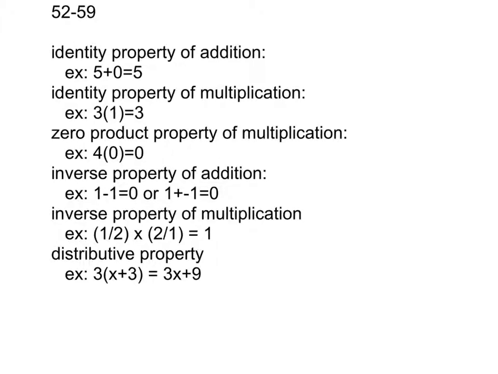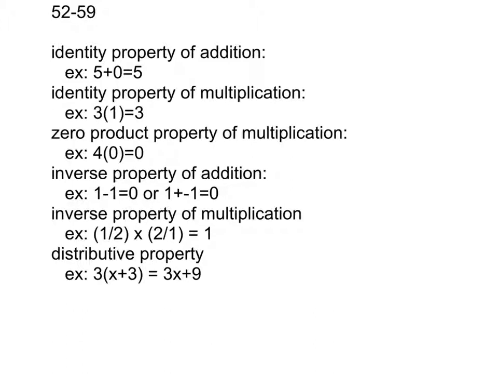So for 52 through 59, there's a list of properties that you would have to know in order to answer the questions. The first property is identity property of addition, which is saying when you add 0 to any number, you still keep that number, or it stays the same. So the example is 5 plus 0 is 5. It will never be anything other than the number that you add to 0.